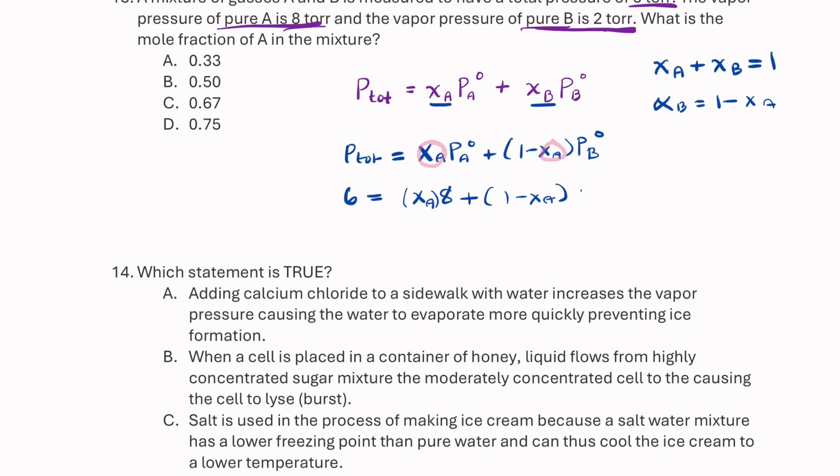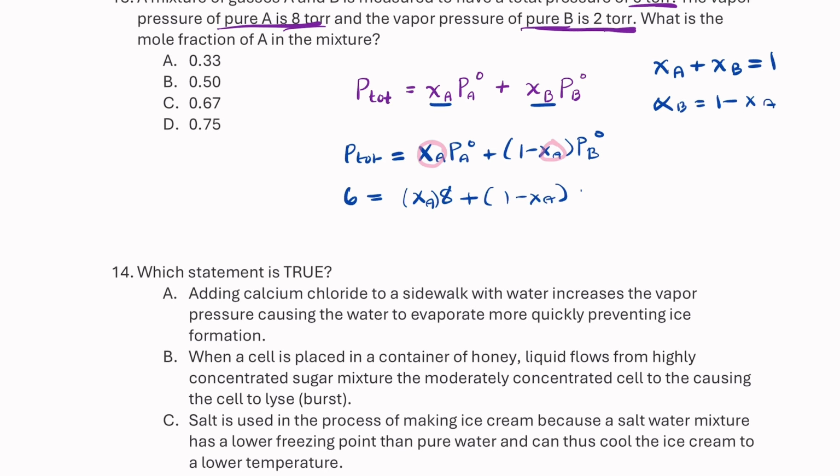In fact, if you can just remember the names of the colligative properties, they're going to remind you of the effects of solutions: vapor pressure lowering, freezing point depression, boiling point elevation. Let's go ahead and read B.